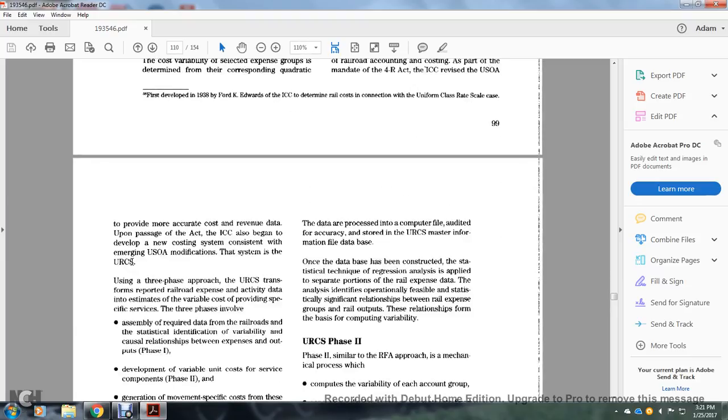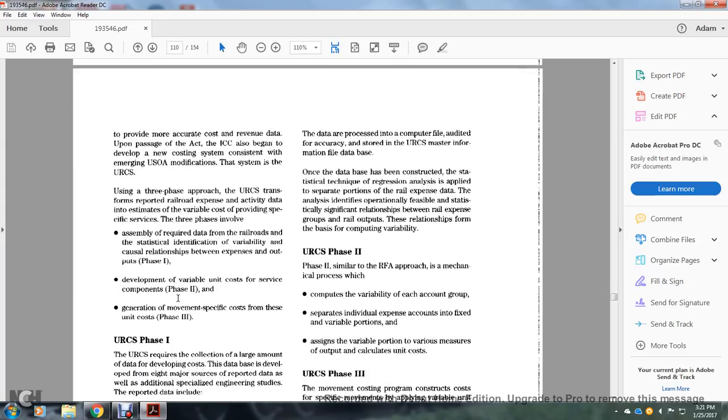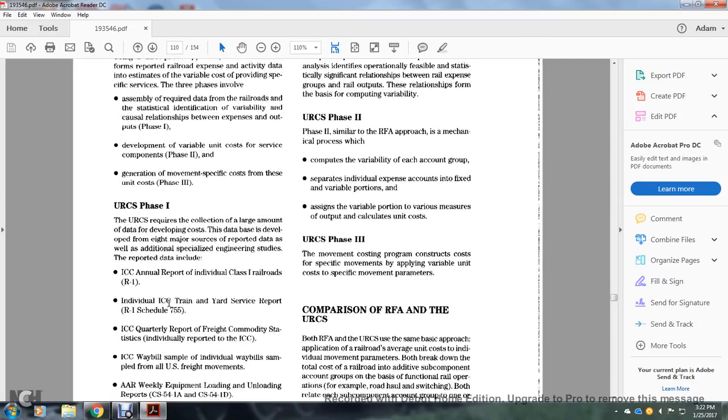Using a three-phase approach, the Uniform Rail Costing System transforms reported expense and activity data into estimates of the variable cost of providing specific services. The three phases involve assembly of the required data from the railroads and statistical identification of variable cost-causing relationships between the expenses and the outputs. Phase 1, developing the variable units for the cost service components. Phase 2, generation of the movement specific cost of these unit costs in phase 3.